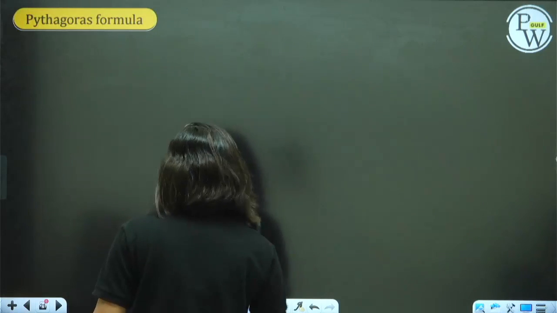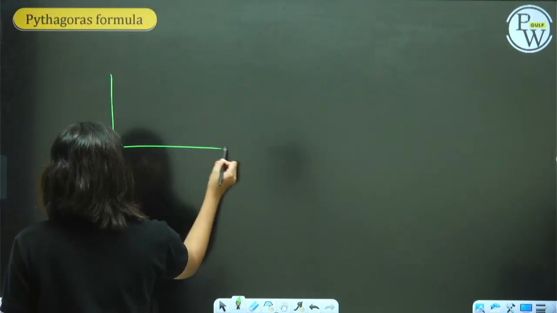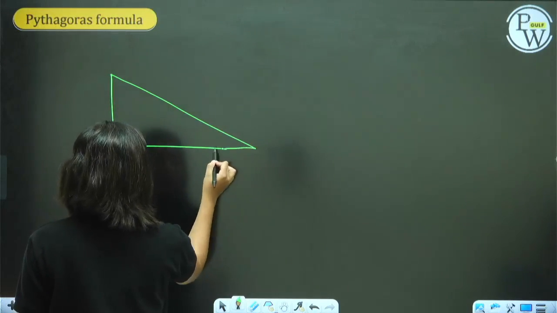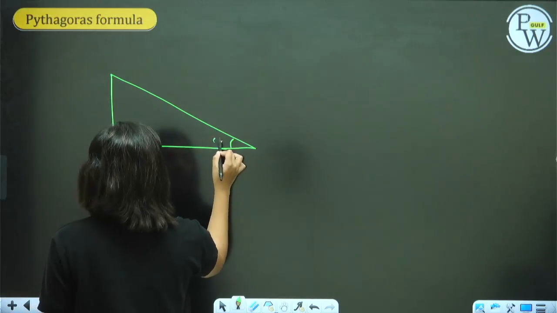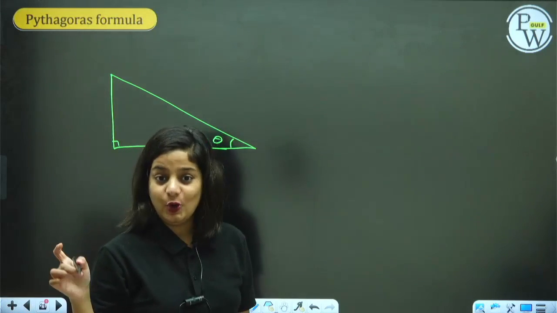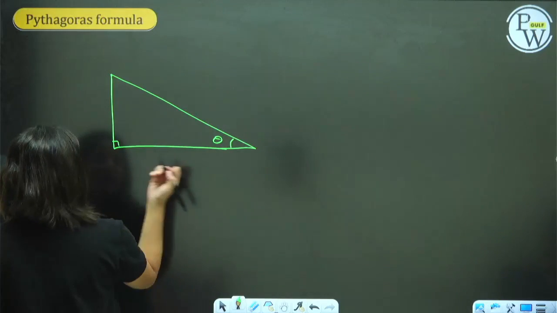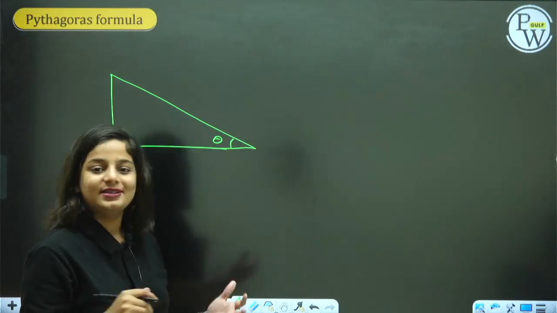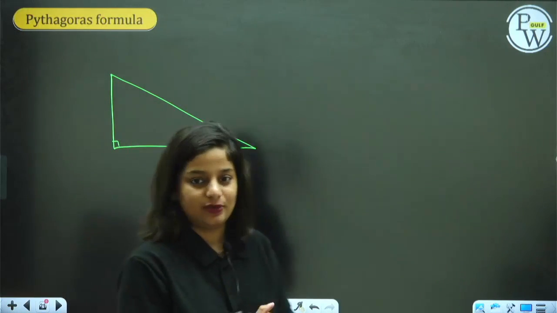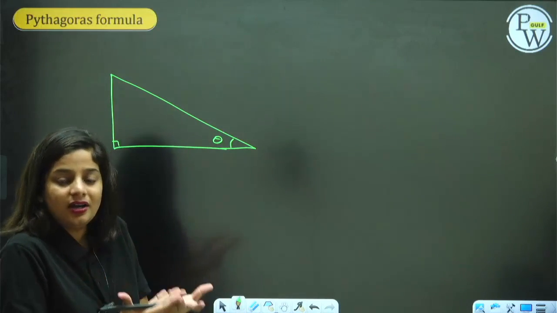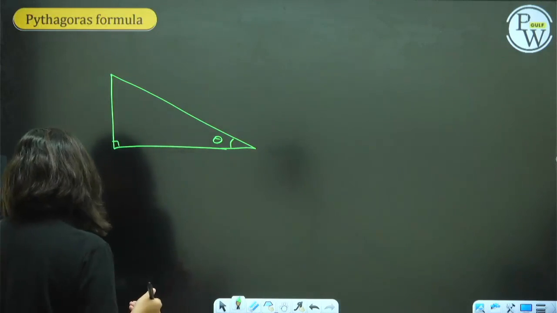Pythagoras formula. We all know about Pythagoras. What is this Pythagoras theorem? Simply, one side square plus other side square is equal to hypotenuse square. How do we use it in our concept?